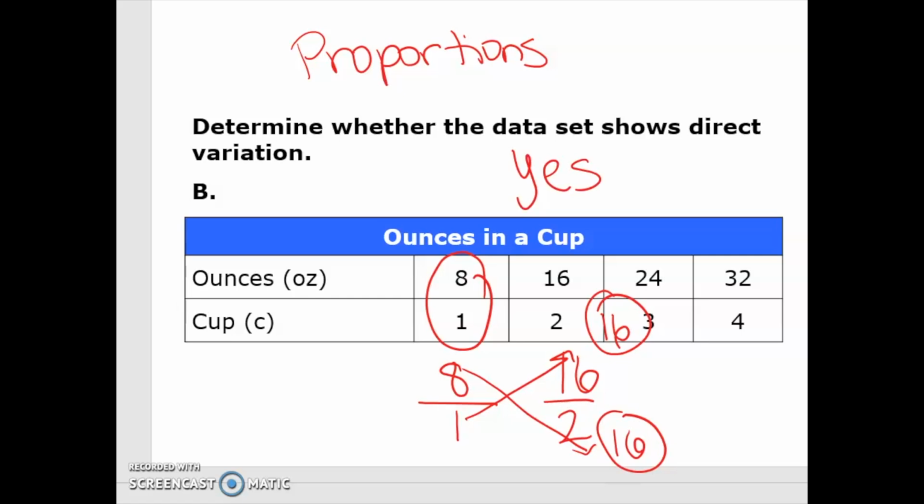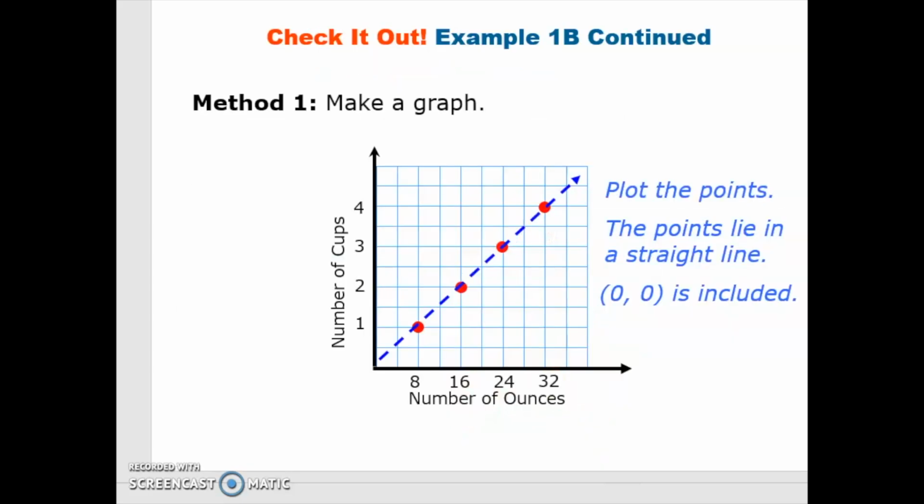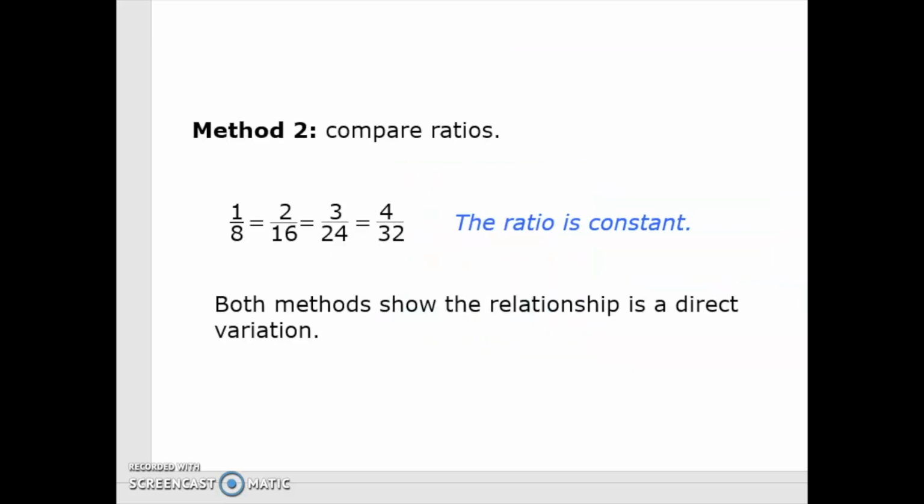Okay, so 2 ways to tell if something is a direct variation. Number 1, draw a graph. If the graph goes through 0, 0 and is a straight line, here's an example of what we just looked at, then yes, we have a direct variation. Method 2 is look at the ratios and check their cross products. So those are the 2 ways to tell if something is a direct variation.